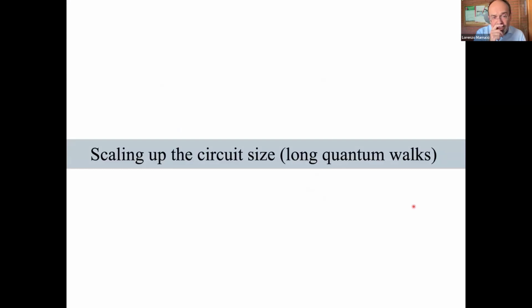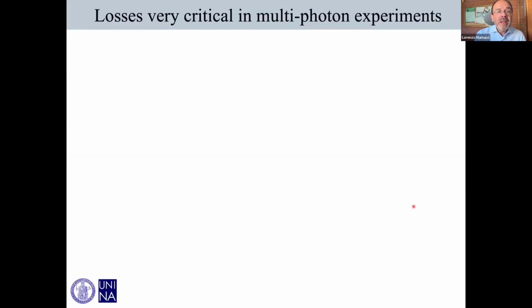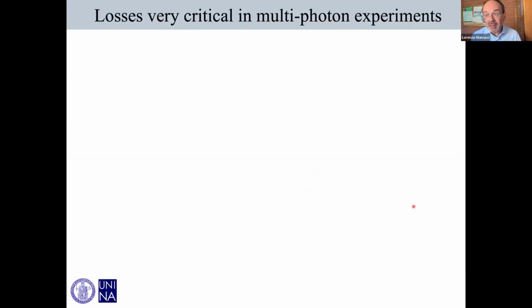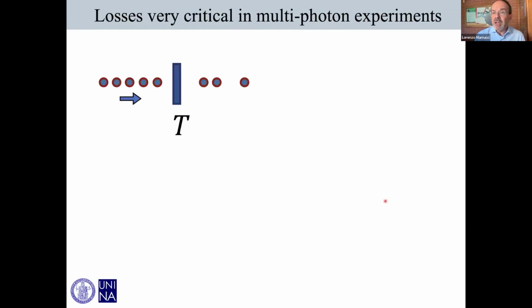Then we wanted to scale up these circuits. And the problem now is also to be able to apply this scaling up, having long quantum walks, to quantum light, not only classical light. So what I told you so far can be applied to classical light or to photons. If you do that with single photon or few photon experiments, you rapidly run into a problem, which is losses. Even if in principle everything is transparent, you actually still have losses due to reflections, some scattering, some absorption.